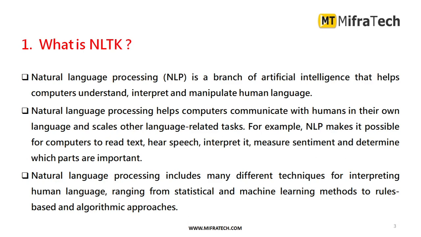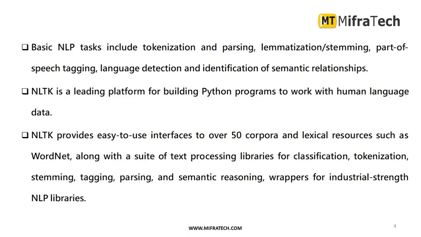Natural language processing also includes many different techniques for interpreting human language, ranging from statistical and machine learning methods to rule-based and algorithmic approaches. NLP includes tokenization, that is converting your sentence into words or paragraph into sentences. That is what tokenization means. It also includes parsing, lemmatization or stemming, that is converting each word into some basic form, parts of speech tagging, language detection, and identification of semantic relationships. These are the different tasks we can do with the help of NLP.